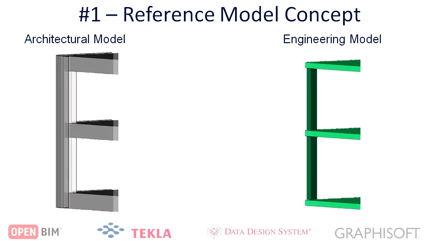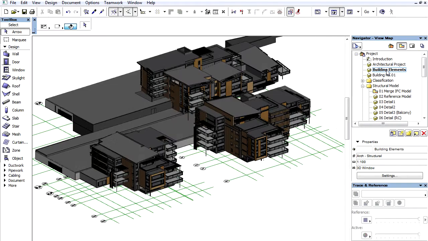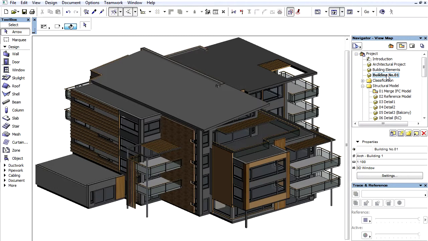The first concept of OpenBIM collaboration is the so-called reference model concept. The architectural design must be shared in a way that meets the requirements of the receiving party. In our case, it's the structural engineers using Tekla structures. In other words, we want to export only those load-bearing elements that are necessary for structural engineers.